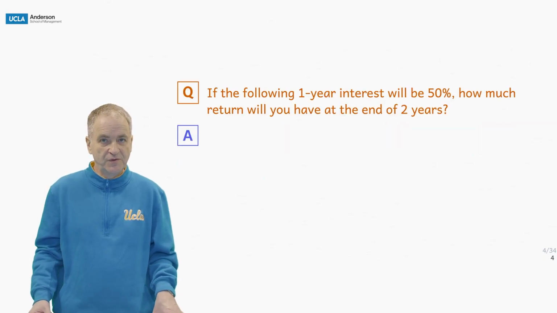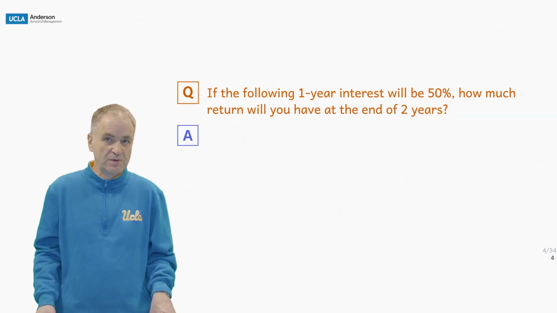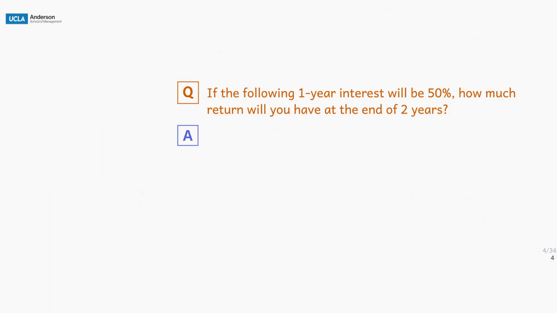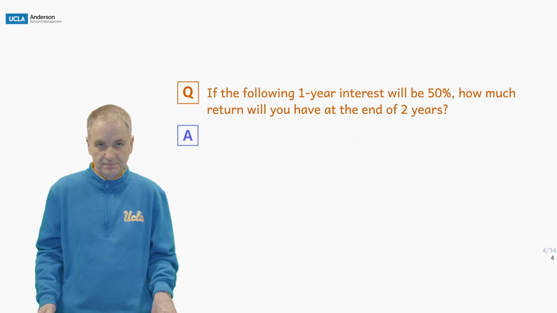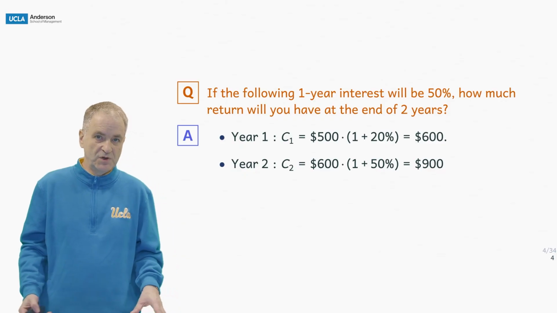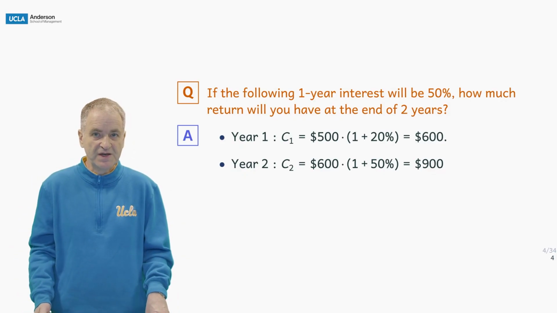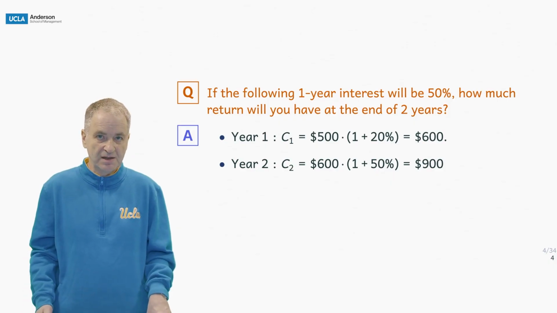Now, if in the following year the interest rate will be 50%, how much return will you have at the end of 2 years? Please pause this video now, answer the question on a piece of paper, and then continue. Well, you take the $600, you multiply it by 1 plus 50%, and you have $900.